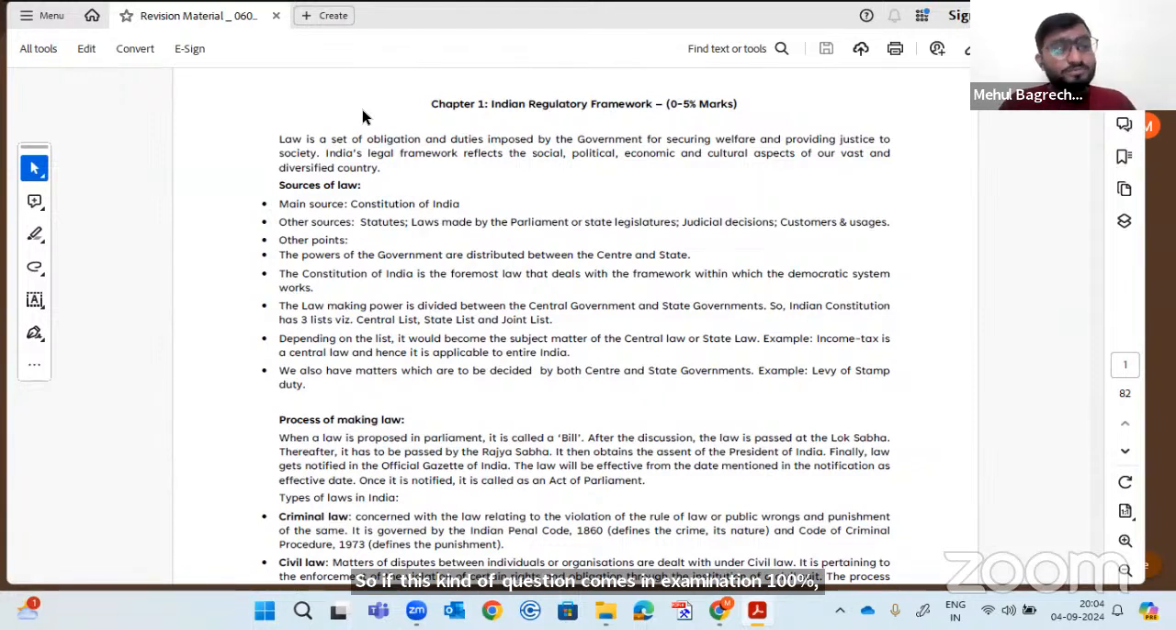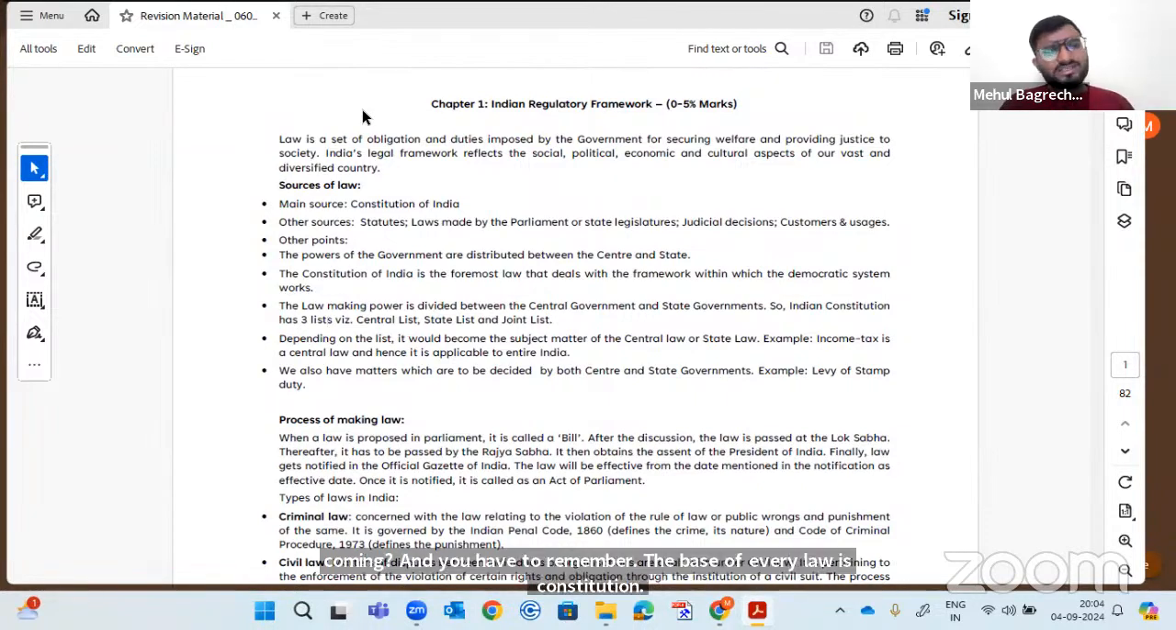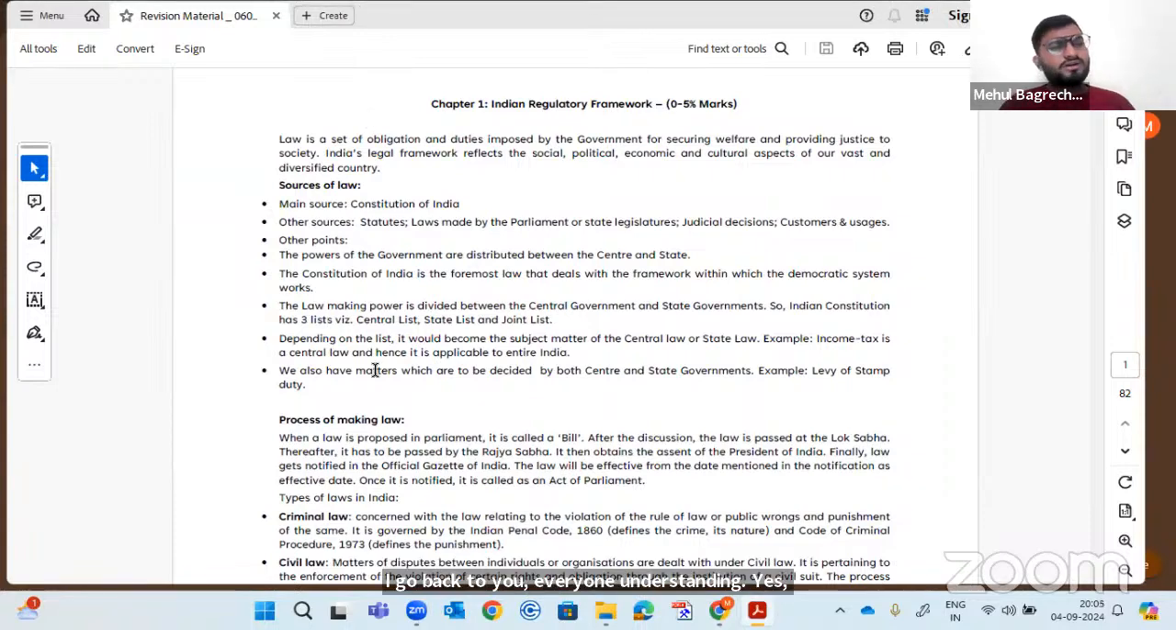How? Because the topic is so simple. The topic is just talking about what is law and from where this law is coming, and you have to remember the base of every law is the constitution. I hope I'm clear, everyone. Understanding? Yes. So this is with respect to your law.